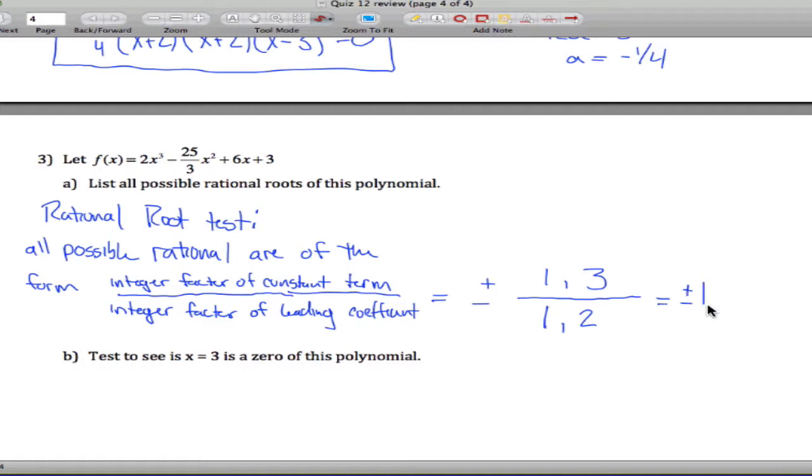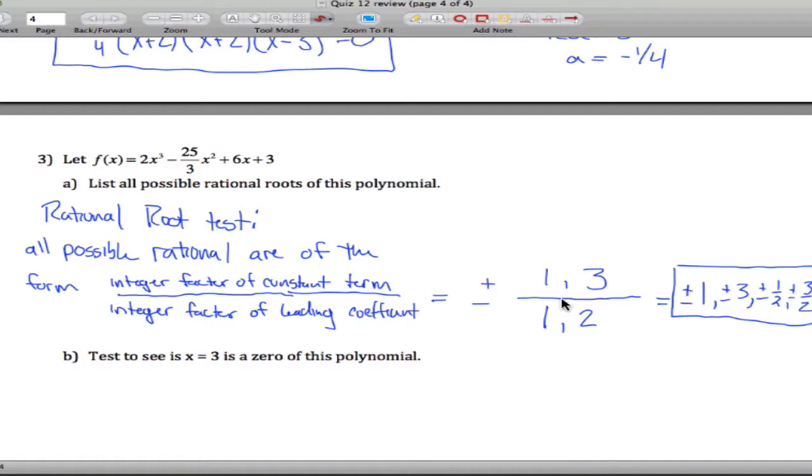1 divided by 1 is just 1. 3 divided by 1 is just 3. 1 divided by 2 is 1/2. And 3 divided by 2 is 3/2. In this list of 8 numbers, these are the only possibilities for rational roots of this polynomial.